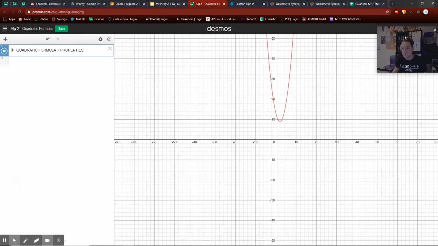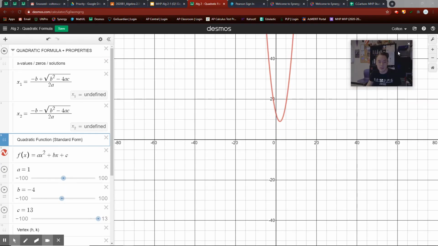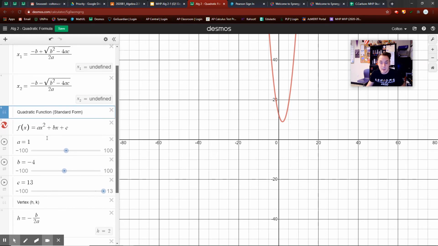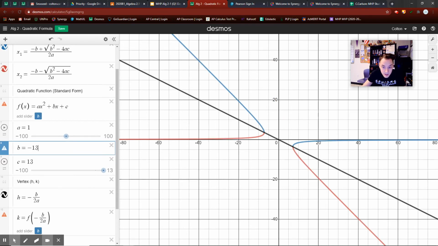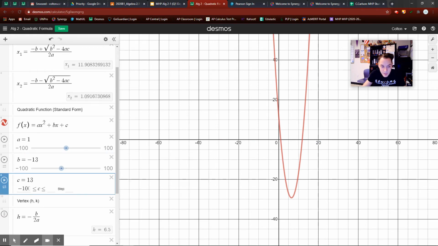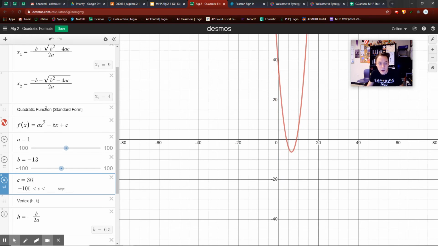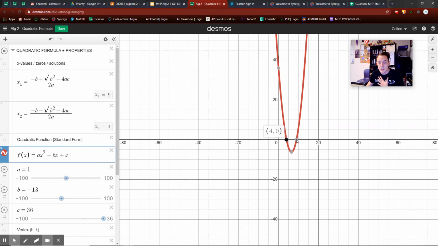So this is what it is. Let's actually make this projector mode so you guys can clearly see it. That'll probably be better, right? Okay, so this is my formula. It's undefined right now, because that means it's imaginary, but let's change this. My A is 1. My B, we said, was negative 13. And now what I want this to be is 36. So now I do get my x-intercepts to be 9 and 4, and that's what I got, right? I can click on these, 9 and 4, that's fantastic.